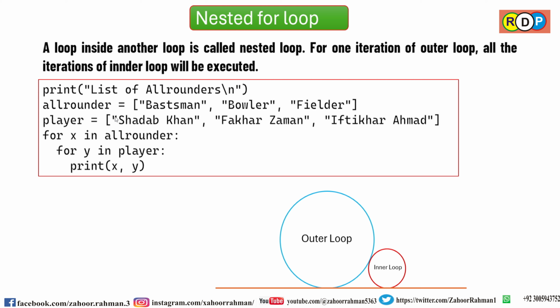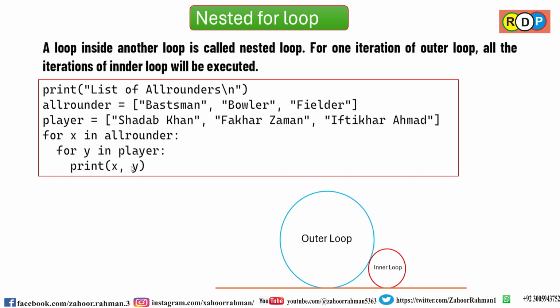Now all the three values are processed, so it will go to the outer loop and take the next value, that is bowler. So now the value of X will be bowler, and the first value again will start from the beginning, which is Shadab Khan. So bowler Shadab Khan, bowler Fakhr Zaman, bowler Iftikhar Ahmed, all processed. So it will go to take the next value, that is fielder.